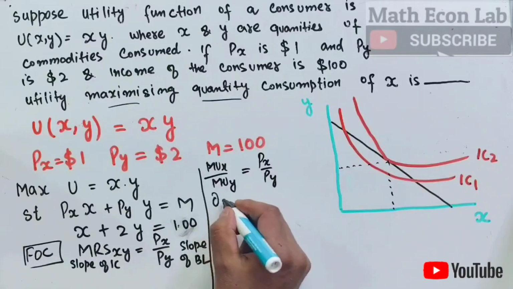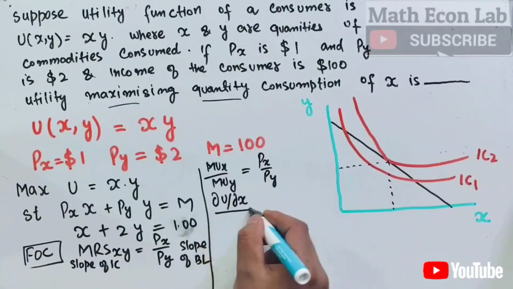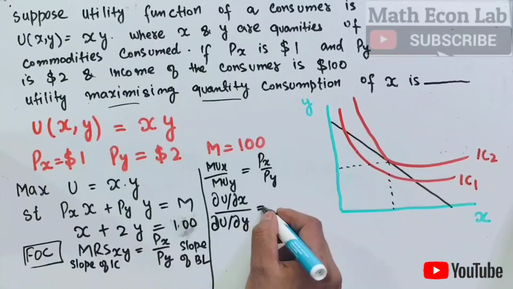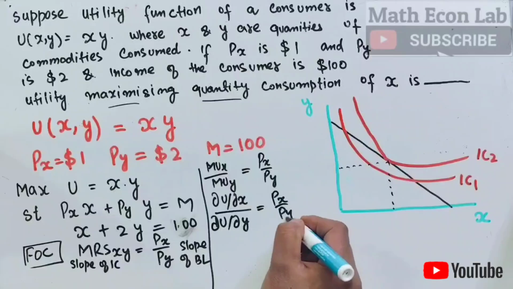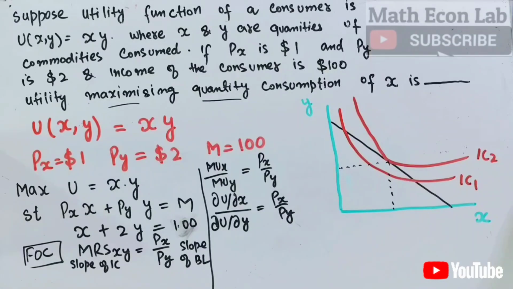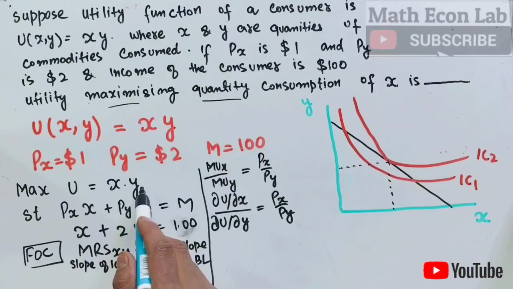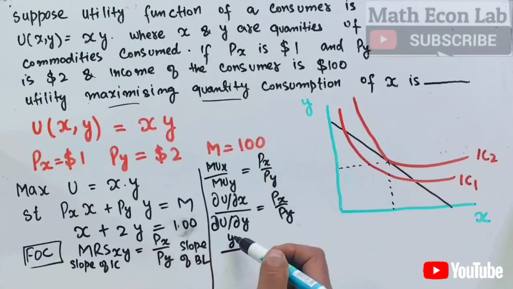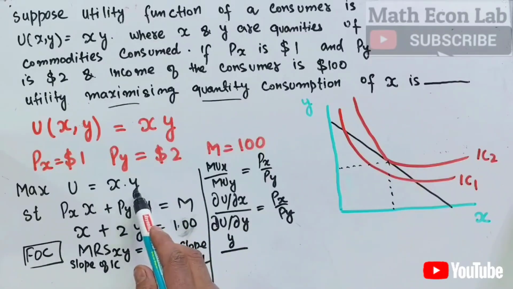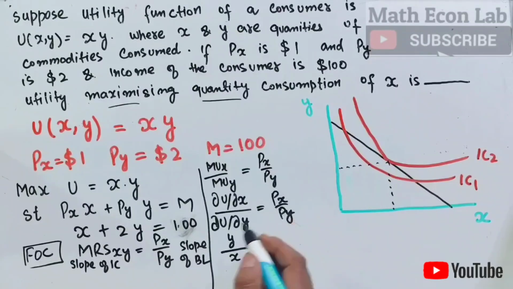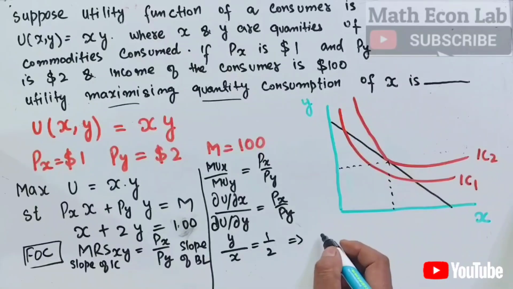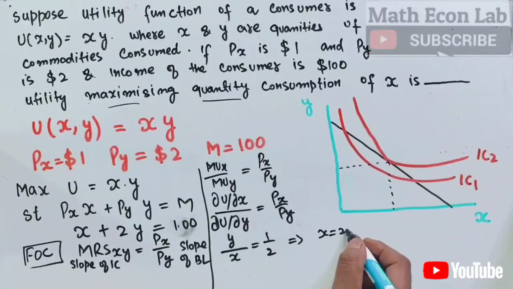MUX is simply the change in the utility due to the change in the consumption of good x, and similarly MUY means the change in the utility due to the consumption of good y should be equal to the ratio of the prices. du upon dx means the partial derivative of the utility function with respect to x. So the derivative of x is 1, we are left with y, divided by du upon dy, the derivative of the utility function with respect to y, so we are left with x. Price of x is 1 and price of good y is 2. Solving for this, we get x is equal to 2y.